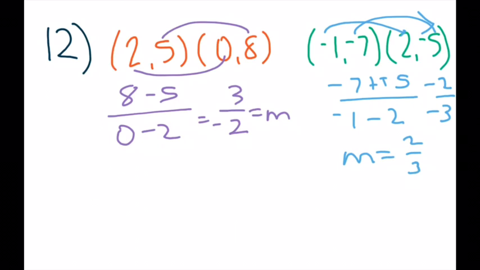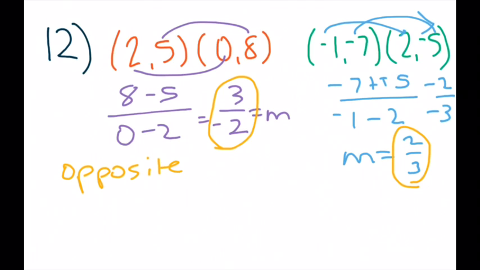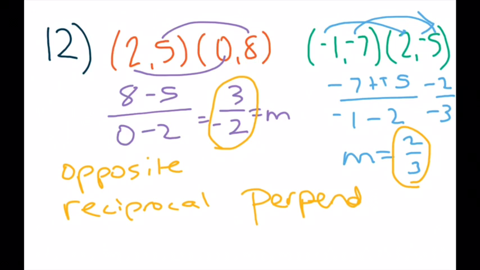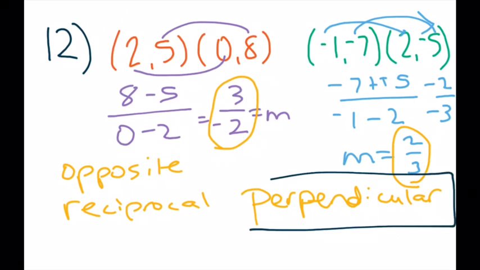Now when I go to compare these, negative 3 halves and positive 2/3, those are opposite reciprocals. One is positive, one is negative, that makes it opposite. And reciprocal, because 3 halves and 2/3 are reciprocals of each other. So therefore these lines are perpendicular. And so that's the answer to number 12.